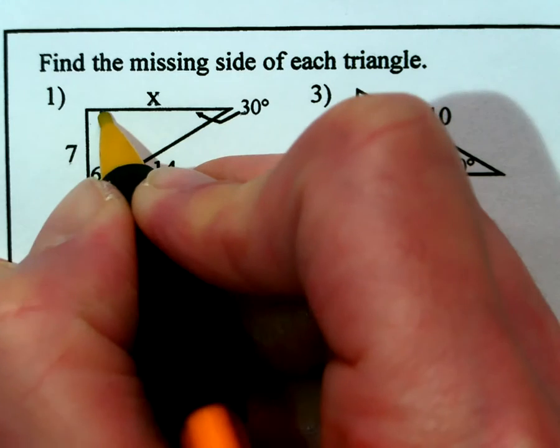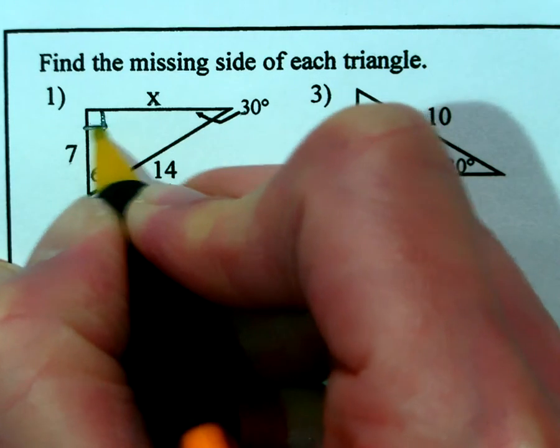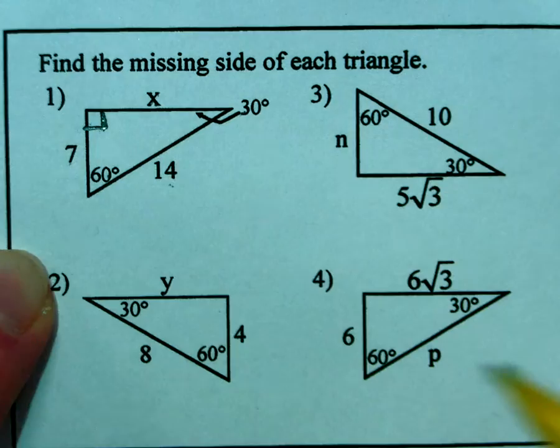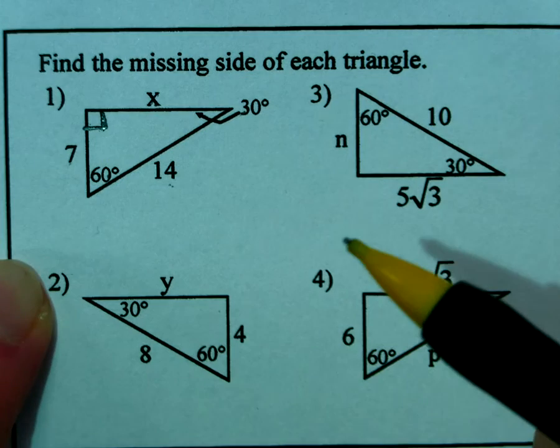And somehow my little right angle marks disappeared when I copied this, so I think they were a different color. The copier didn't like it, so we're going to put that on there.